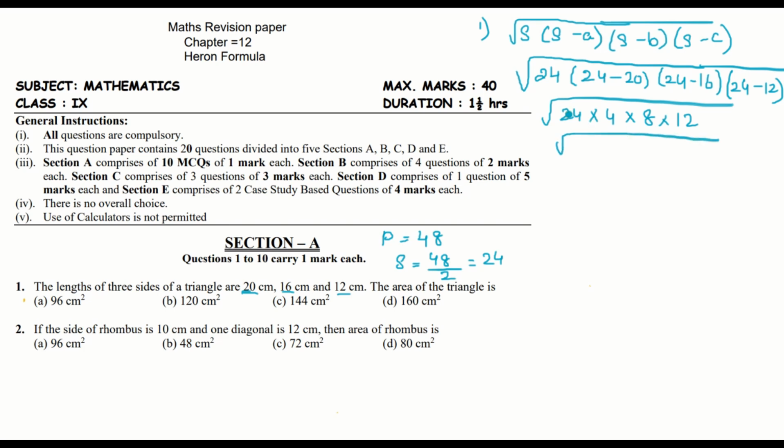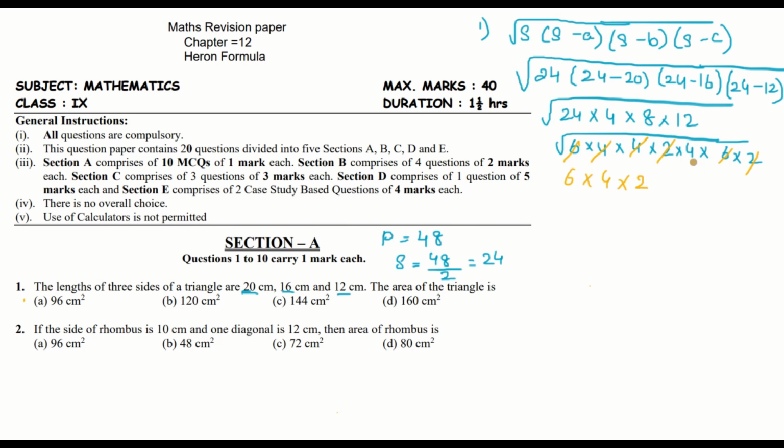So now let's write the factors of these numbers. 24 is 6 into 4. And 4, let's keep it as it is. 8 is 2 into 4. And 12 is 6 into 2. To remove from the square root, we have to look for pairs of numbers. Here there are two 6s, so we can take it as one 6. And there are two 4s, so let's take it as one 4. And there are two 2s, let's take it as one 2.